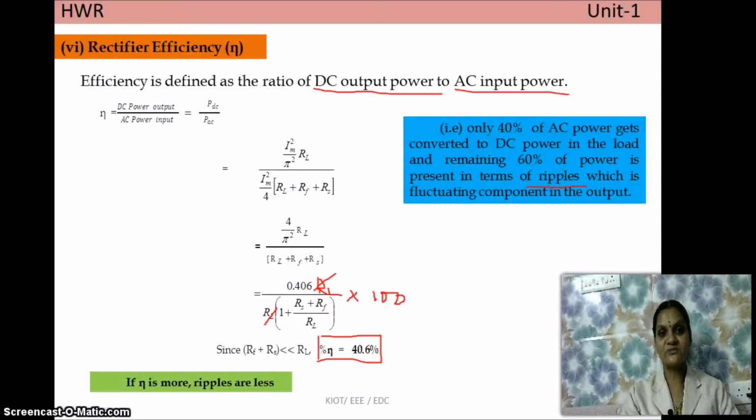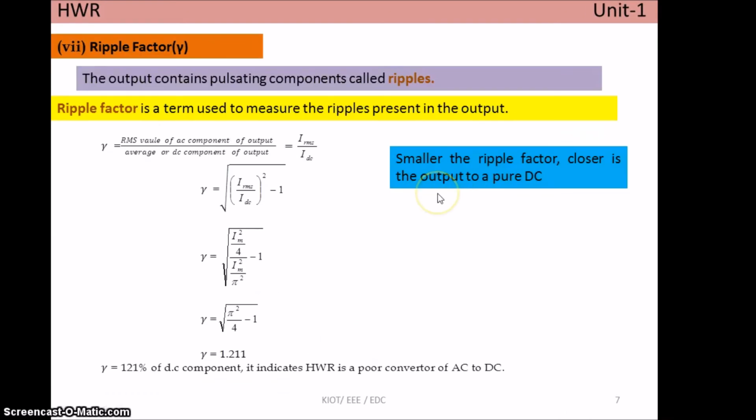So far we have discussed 6 parameters. One more point is, if efficiency is more, ripples are less. Ripples are the unwanted AC component present in the DC output. If efficiency is very low, more ripples are there. If efficiency is more, normally ripples will be less. Because of this low efficiency, it is not advisable to use the half wave rectifier for practical rectification applications. The next one is the ripple factor. So what do you mean by ripple?